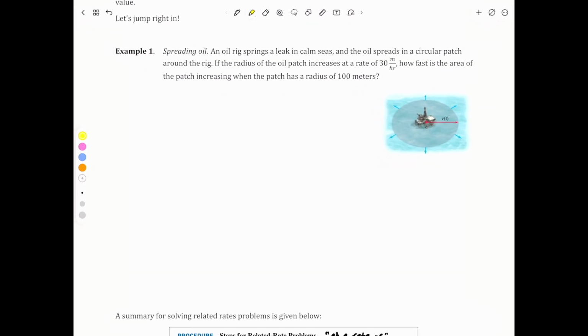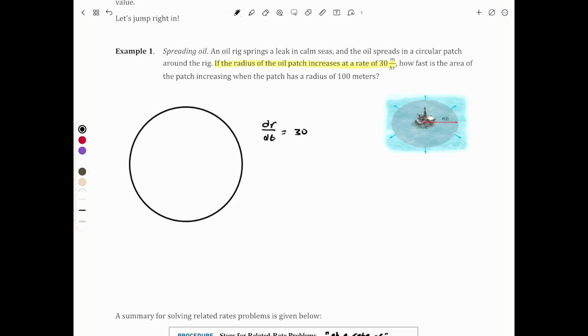Example 1 deals with an oil rig that has sprung a leak, and it is fanning out oil in a circular pattern. It says here, if the radius of the oil patch increases at a rate of, remember that phrasing from before, the radius is increasing at a rate of 30 meters per hour. They're telling us that dr dt is 30. The radius is increasing by 30 meters per hour.